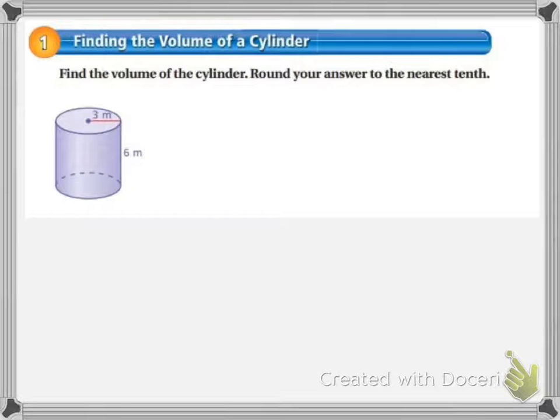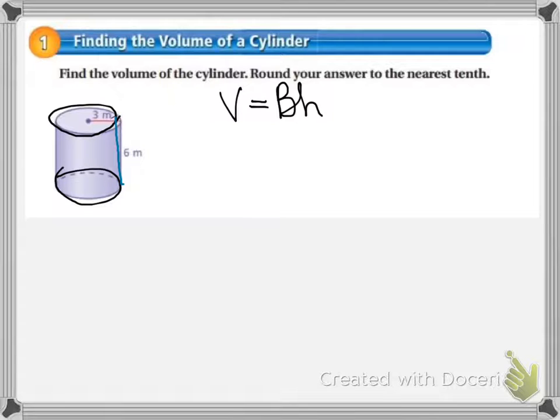All right, we've got 2 examples, and then I'm going to ask you to try 3 on your own. So let's find the volume of this cylinder. The volume formula, do you remember the volume formula? It is BH, and the reason is because there's 2 circles. Now again, the circles are the bases. There's one here, there's one here. The height is going to be how far apart they are, and that is 6. Because that's how far apart those two circles are.